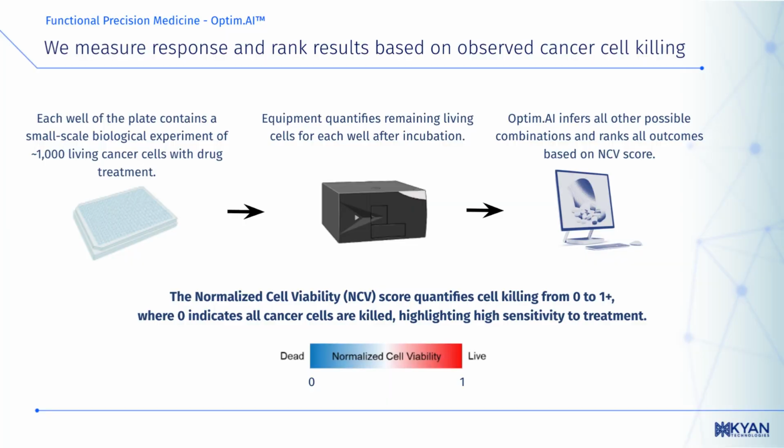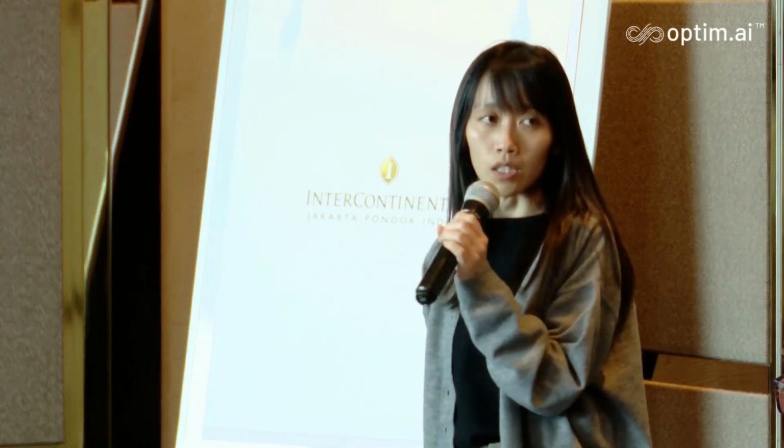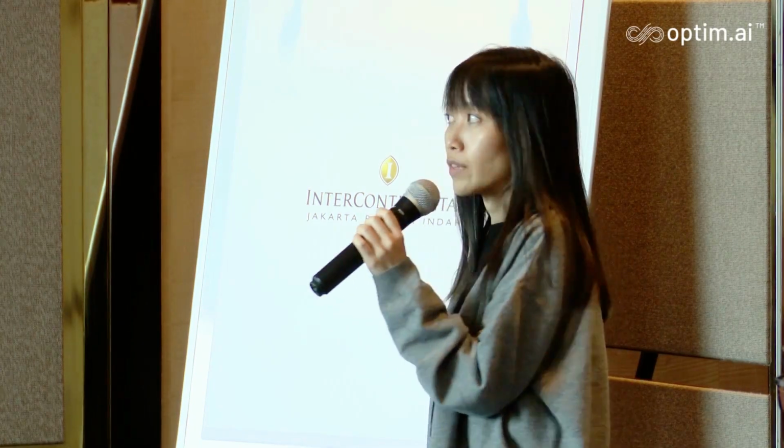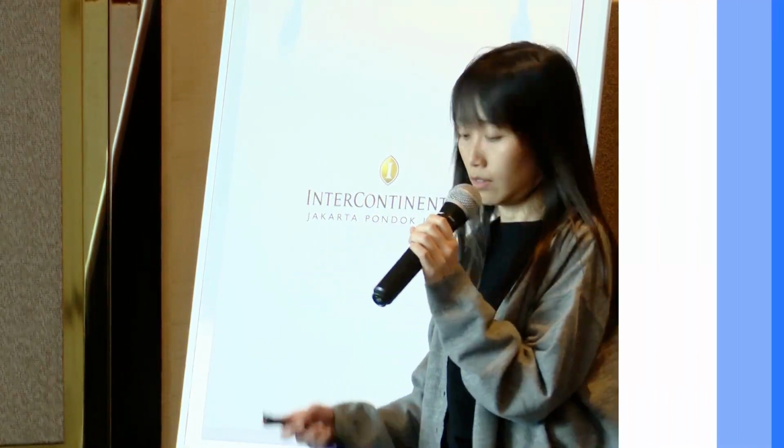The main parameter that we are using is normalized cell viability, or NCV score. This NCV score quantifies cell killing from 0 to 1 after measuring the amount of viable cells left after drug treatment. So an NCV score of 0 indicates that all cancer cells are killed, highlighting increased sensitivity to the treatment, and vice versa if the NCV score is closer to 1.